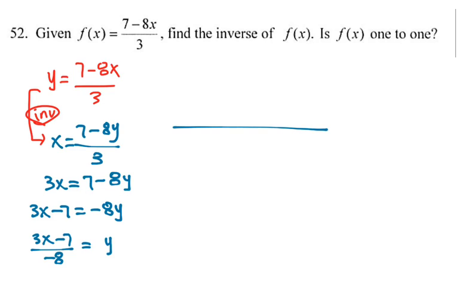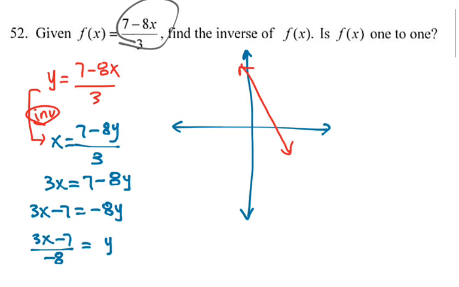Now, the next question is: is this one-to-one? There's a couple different ways of looking at a one-to-one function. The first way would be graphically, and that's what I'm going to talk about in this video. When you look at the original function, you know that this in fact is a linear function with the slope of not negative 8 but negative 8 over 3, because the entire ratio in front of x becomes our slope. So if I were to sketch that, it would look something like this.